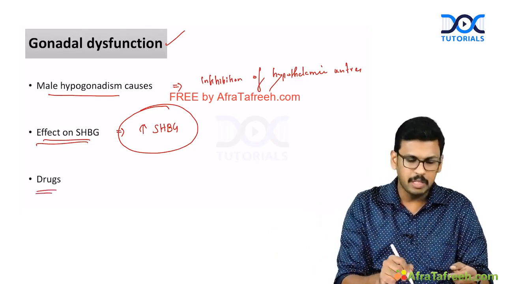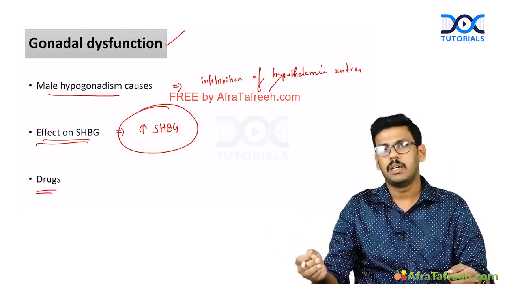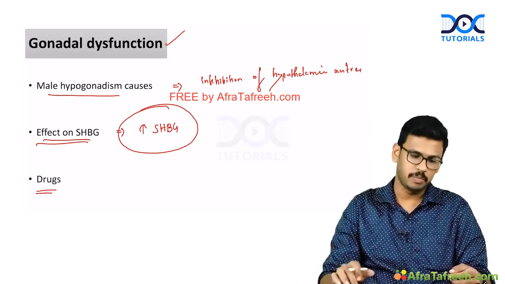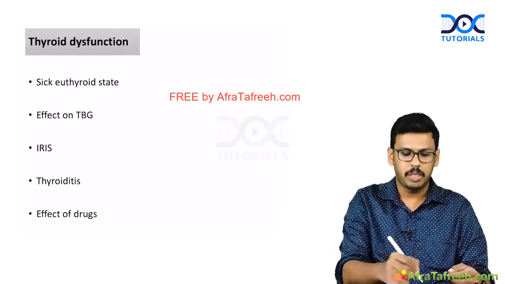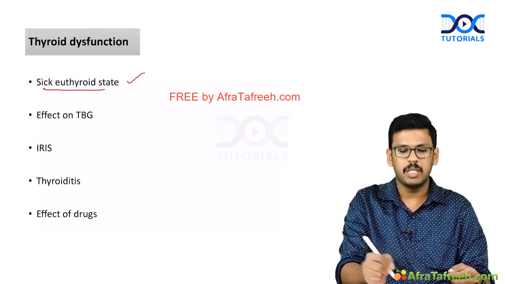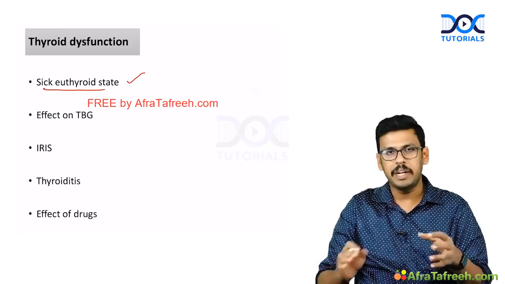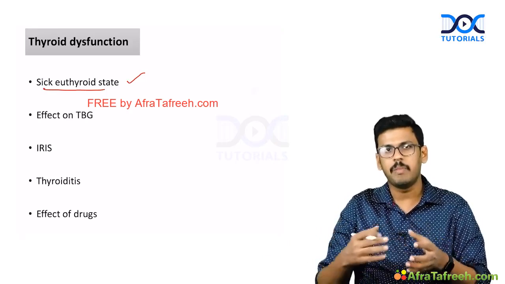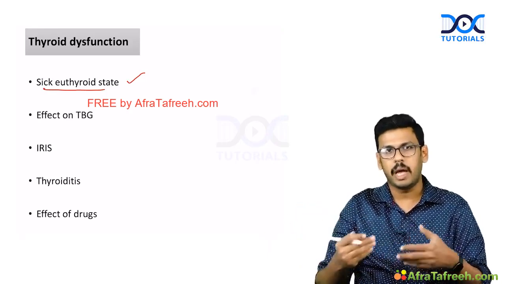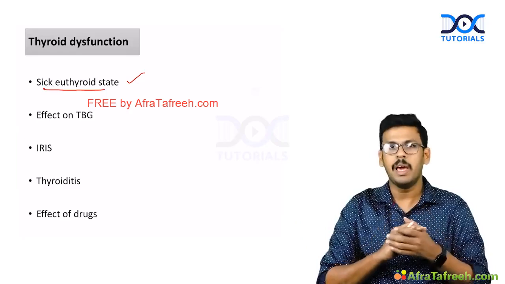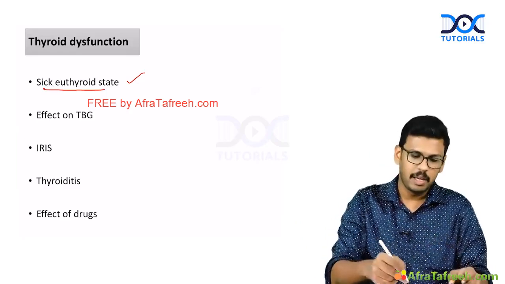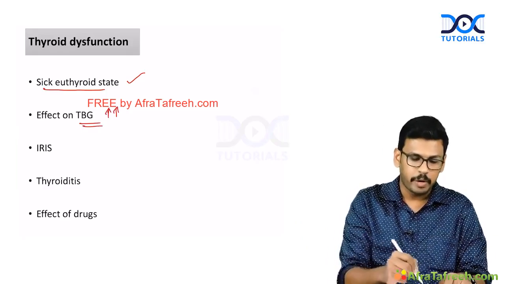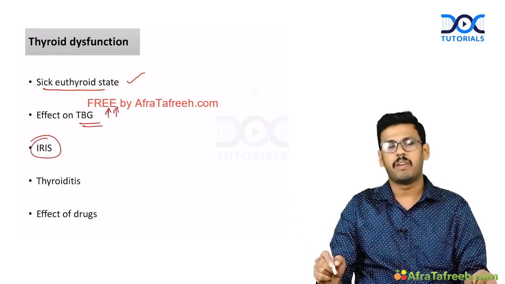And the drugs we have already seen, megestrol acetate, ketoconazole, and anabolic steroids, all can result in gonadal dysfunction. Now coming to thyroid dysfunction, the most common abnormality would be a sick euthyroid state, where the free T3 is the one having a major impact. It will be very much suppressed. Then TSH and T4 will also be suppressed, thus mimicking a central hypothyroidism-like state. And just like I've mentioned, the TBG concentration will increase. And very important is the immune reconstitution inflammatory syndrome.